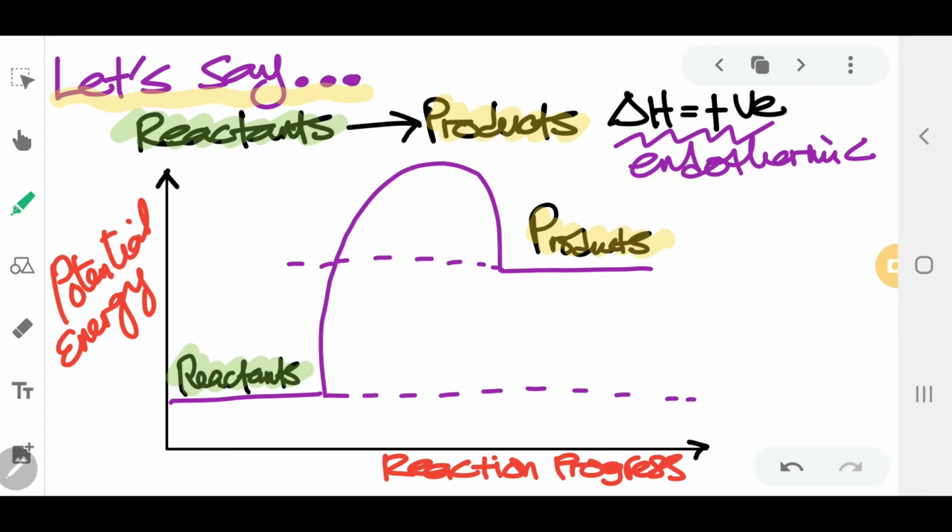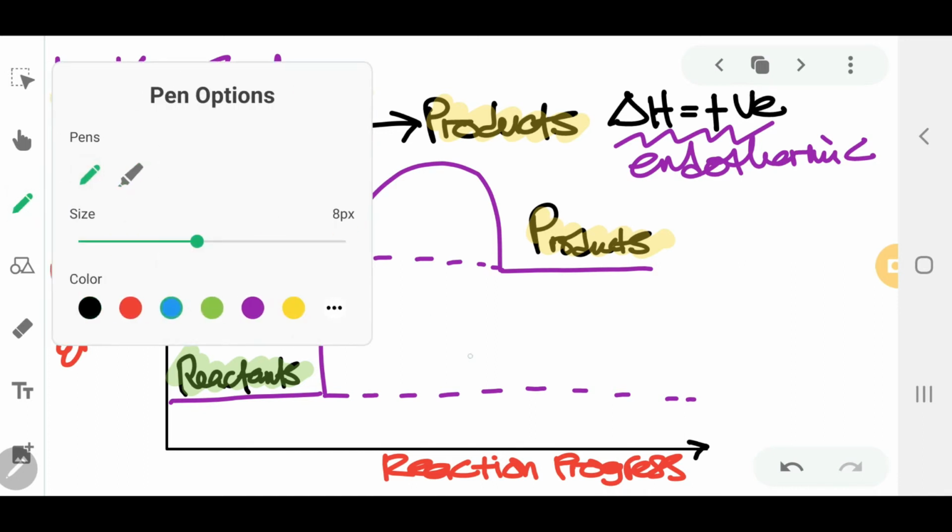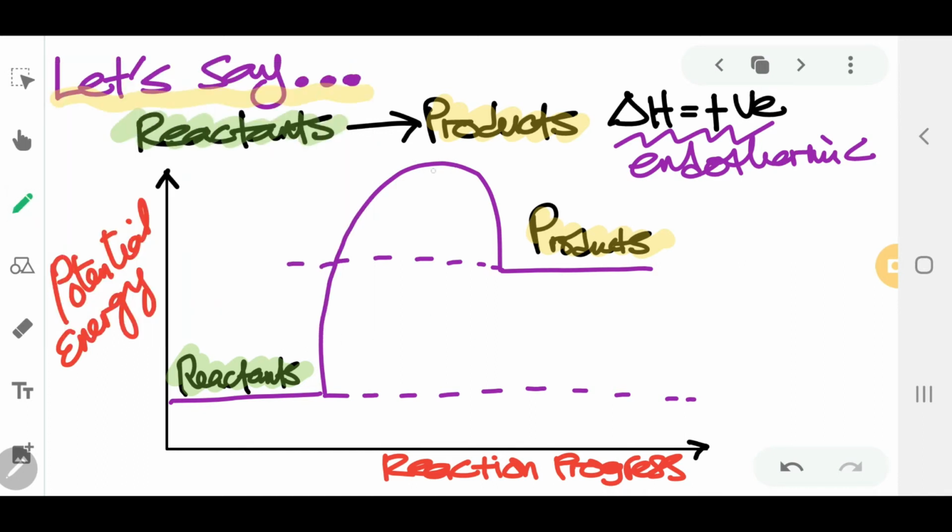The next step is to label, so identify the activation energy. The activation energy will start from the top of your bump, from the peak of that bump. Then it will be until the reactants. So this is the EA, okay? So the EA is bigger than exothermic.